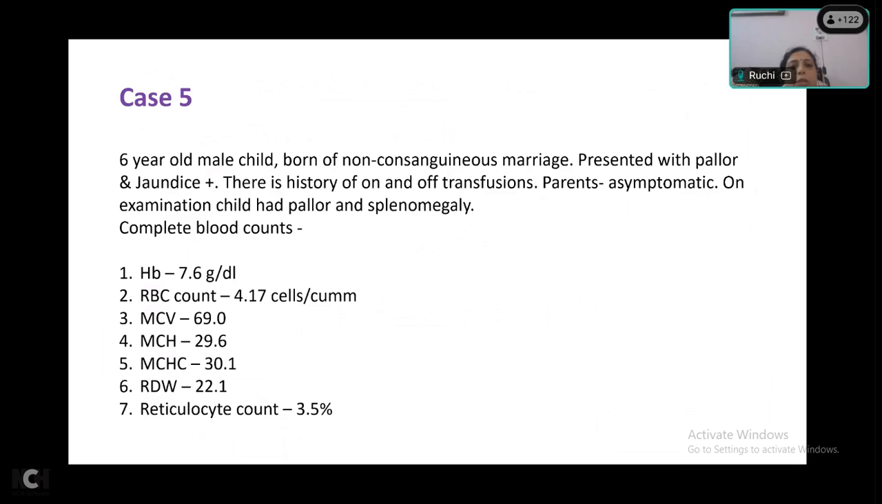Case 5, so I have now changed 16 to 6, Mukul. This is a 6-year-old male child born of a non-consanguineous marriage, again presenting with jaundice. There is a history of on and off transfusion even in this child, but only after 2 years of age, and on examination again the child had pallor and splenomegaly. Again we have hemoglobin of 7.6, an increased RBC count, microcytic hypochromic indices and a retic count of 3.5%.